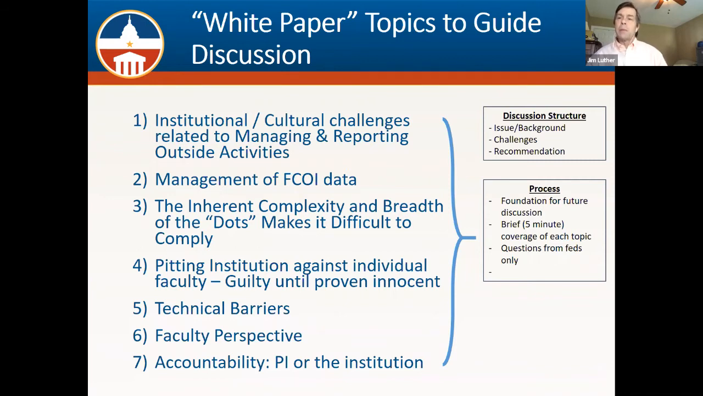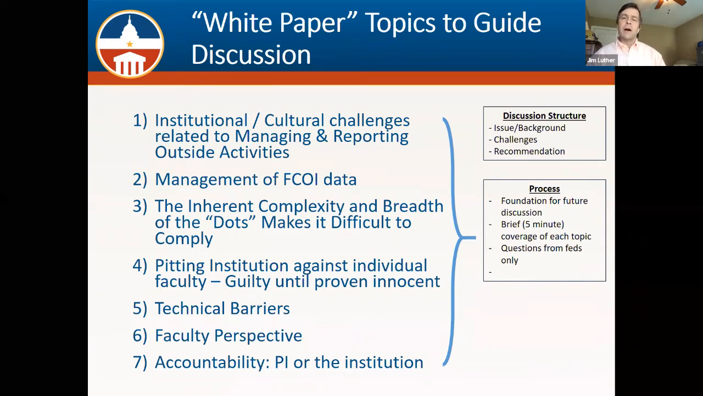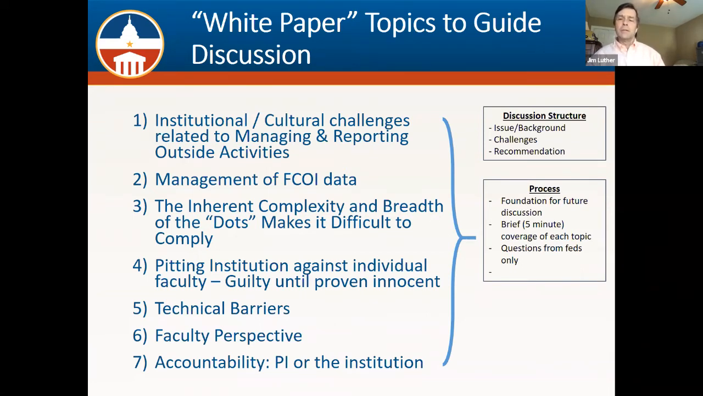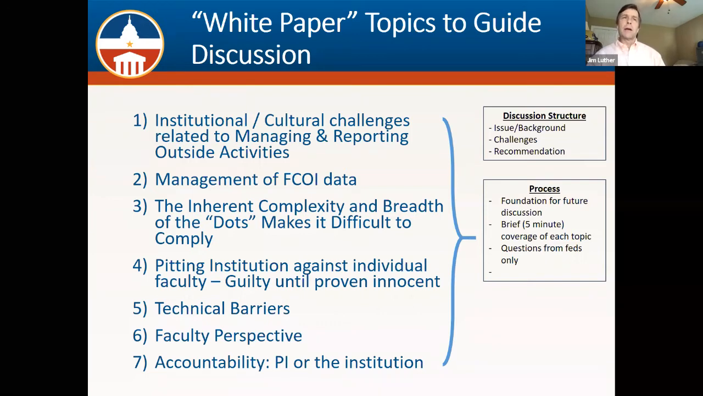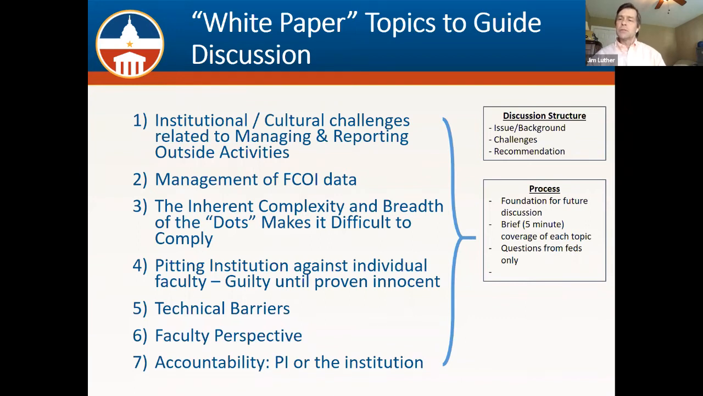Number three, Pamela will be talking about this, just the inherent complexity of those dots and how to connect them. Number four, sometimes it may feel that we might be pitting the individual faculty member against the institution because of the approach and the guidance and the guidelines by which we implement research and investigate these situations. Number five is technical barriers.